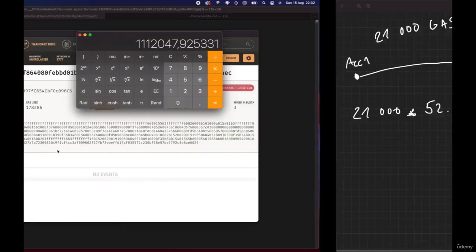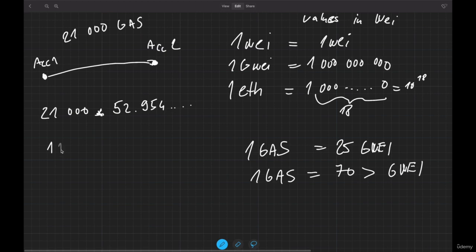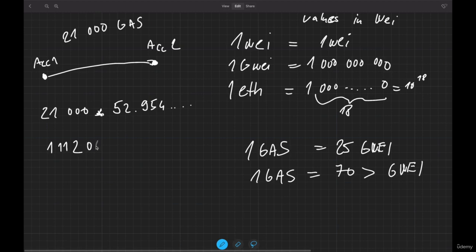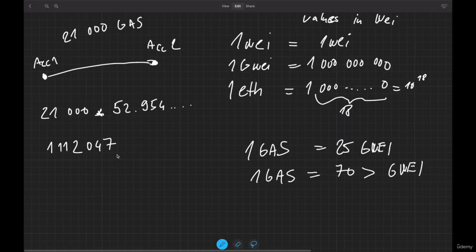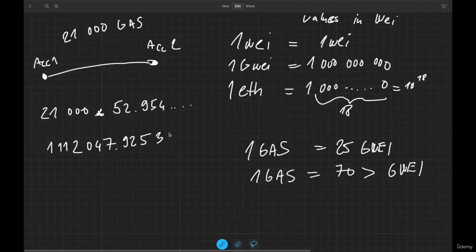Okay, so we have here the value. What was the value? 1,120,479.25,331. Okay, so that's in GWei, right?